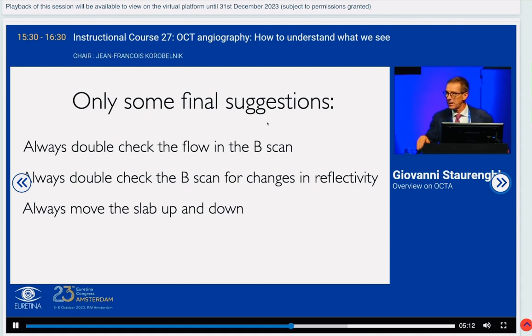It just moved down. So please remember, don't stay using the conventional segmentation slabs, but just move up and down with your mouse. Thank you.